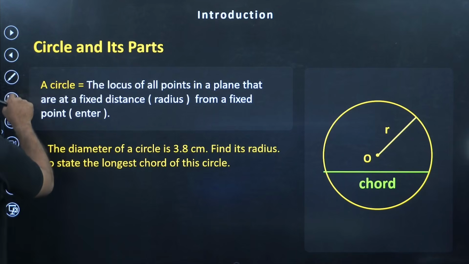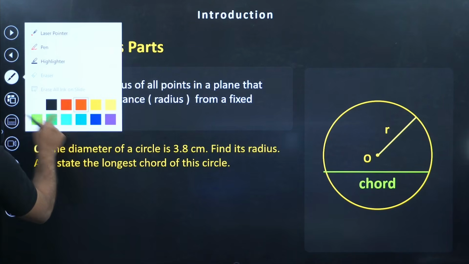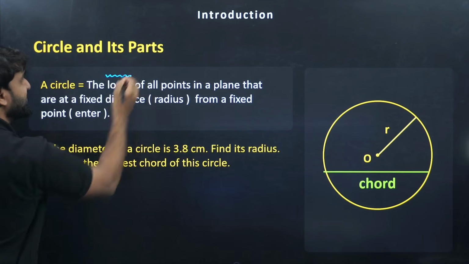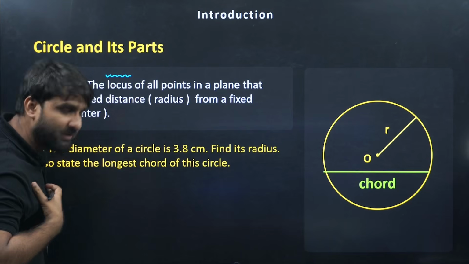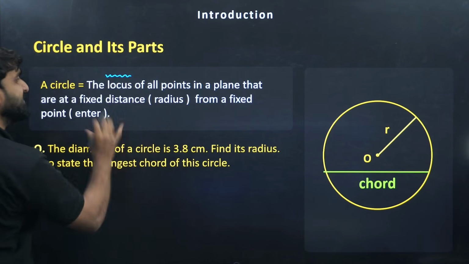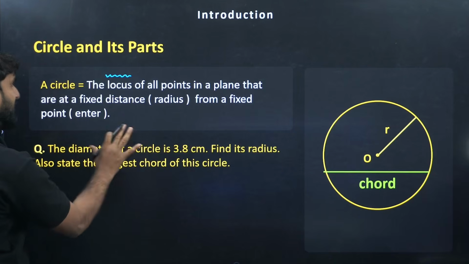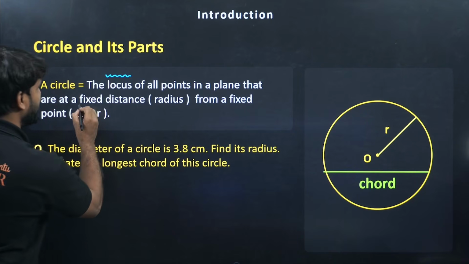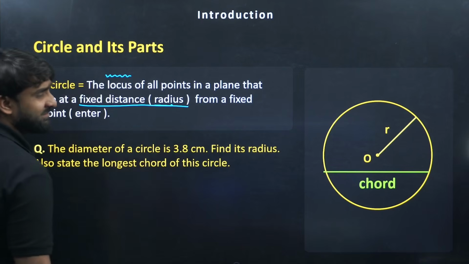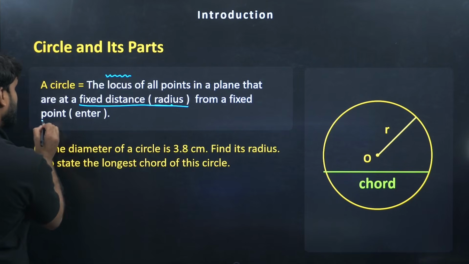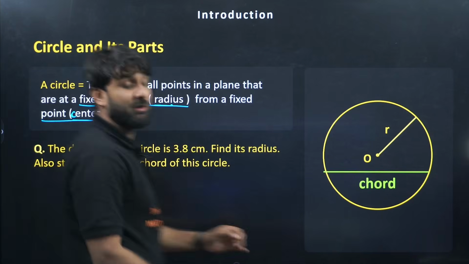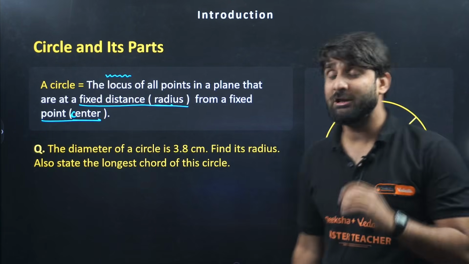The definition is the locus. What is called locus? This is a new word for you. Don't worry, I am here. The locus of all points in a plane that are at a fixed distance, and that fixed distance is called radius, from a fixed point, and this fixed point is called center. This is center. And what is meant by locus? Let me tell you locus.